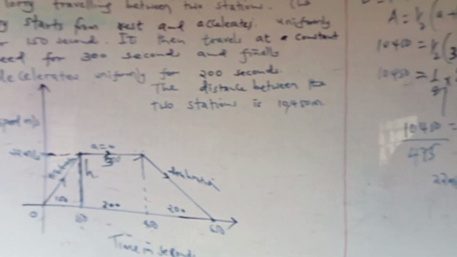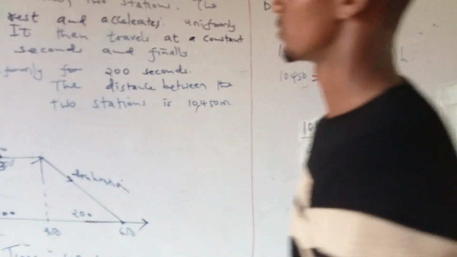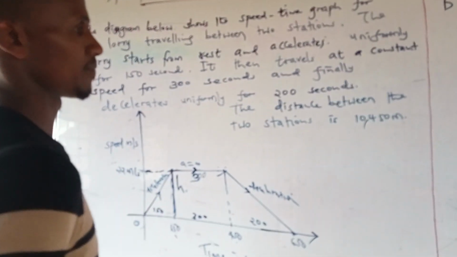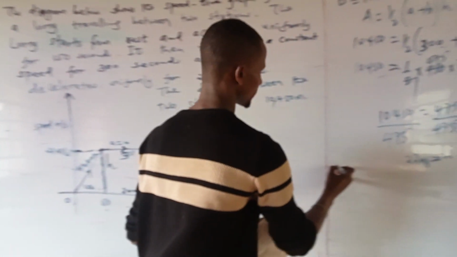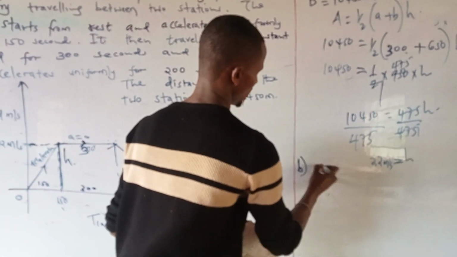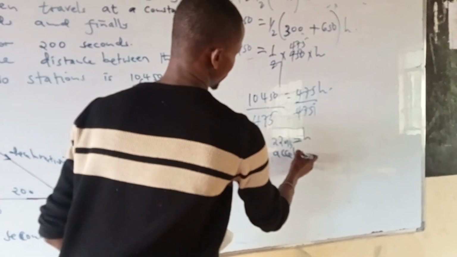Question number B. So that's how we do that. To get number B, the question is asking to calculate the acceleration.